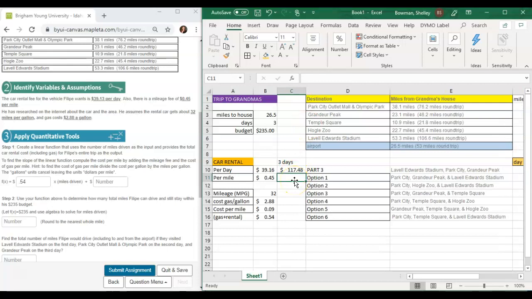I just need to make my column a little bigger. That means it's $117.48 every day, or for this entire trip, to rent this car. So this is going to be the total flat fee of $117.48. All right, so now let's move on to step number 2 here in the applying quantitative tools.